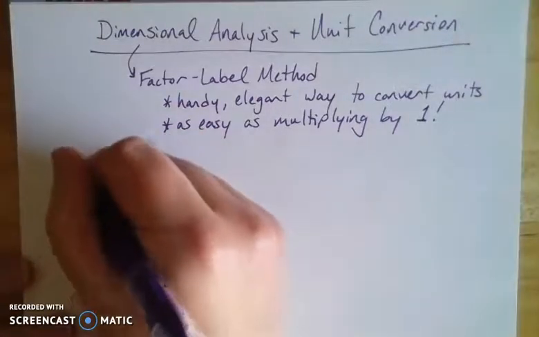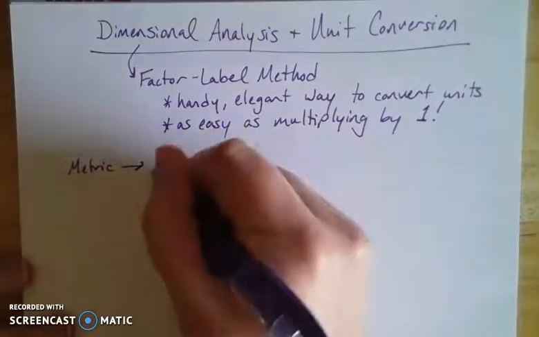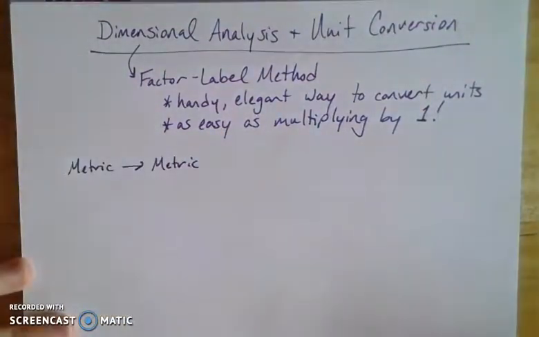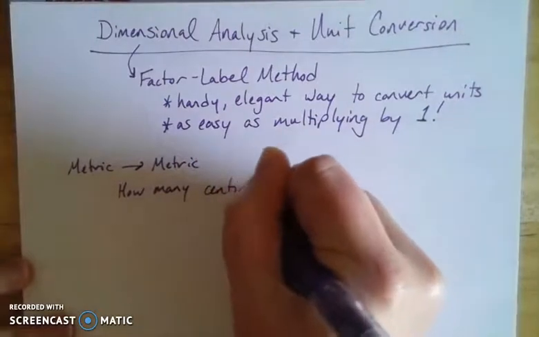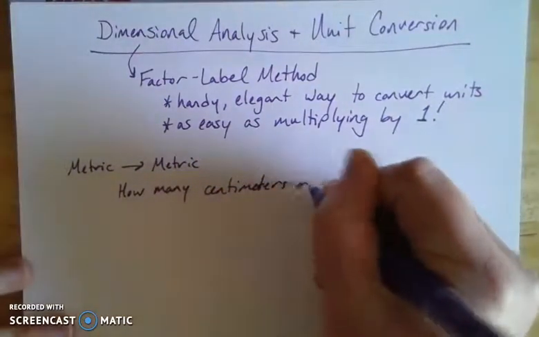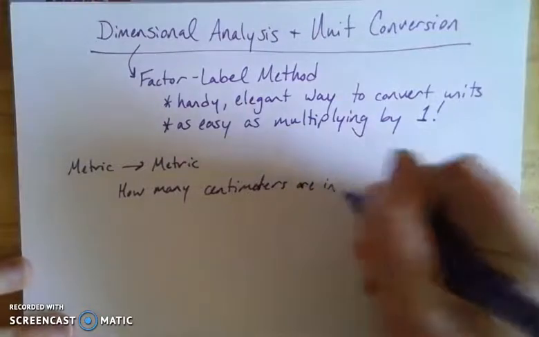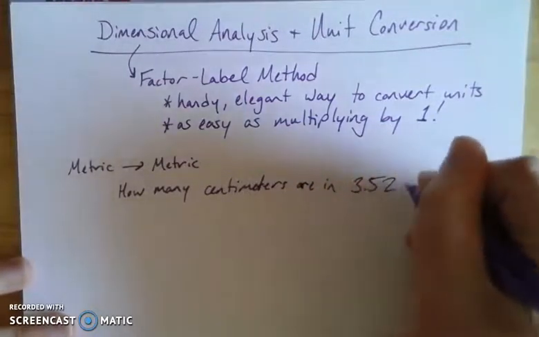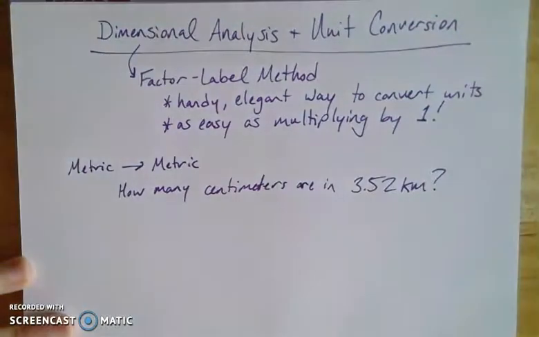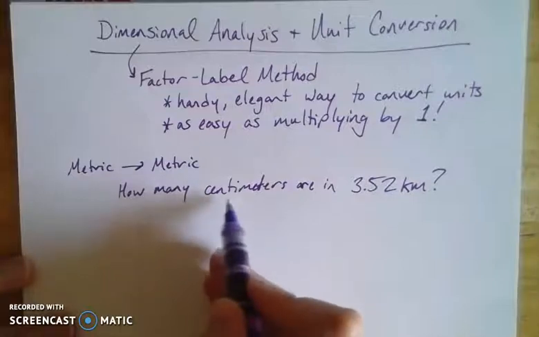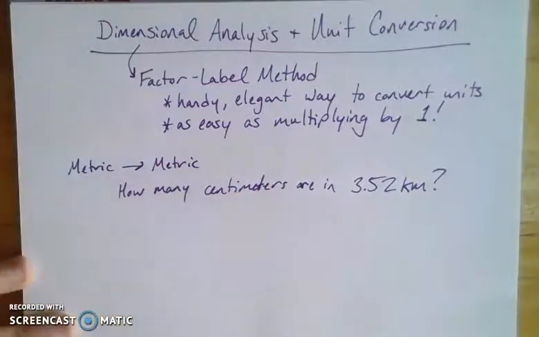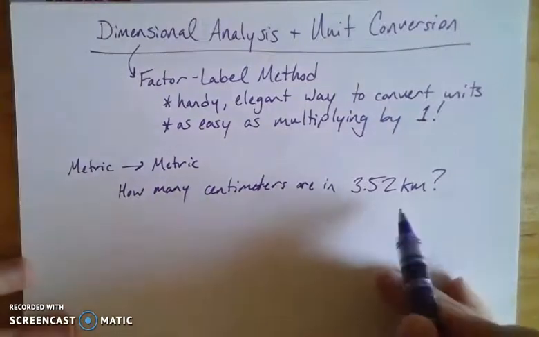So in this video, I want to focus a little bit on metric to metric because as scientists, we're utilizing the metric system. So we might have a problem that looks like this. So hopefully you're pretty snappy with your metric prefixes. So centi, of course, gives you an informational piece about how many of these smaller units are in the larger base unit of a meter. And we want to know how many centimeters are in a kilometer.